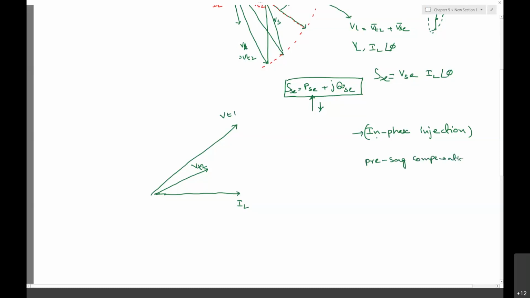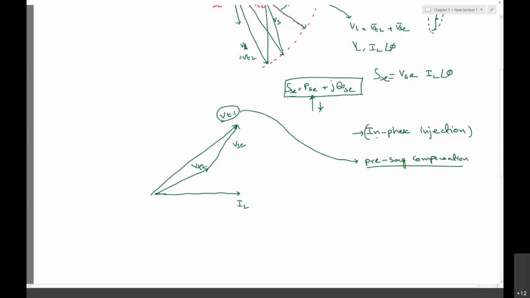What this presag compensation is: they try to inject the voltage in this particular direction, the VSE. This is the presag voltage, right? The VT1 is the presag voltage. They try to inject the voltage VSE in such a way as to attain the VT1 voltage. That is the presag voltage.